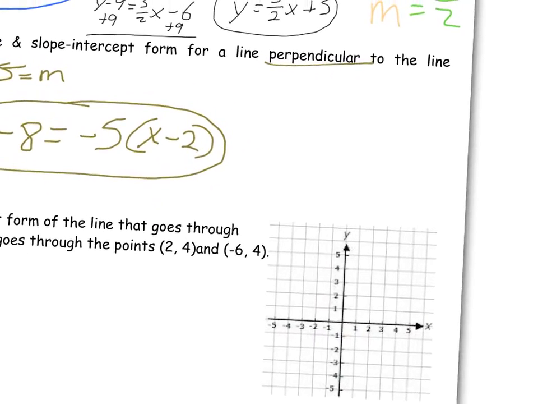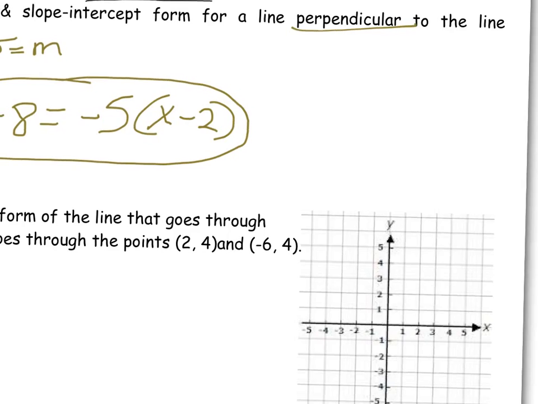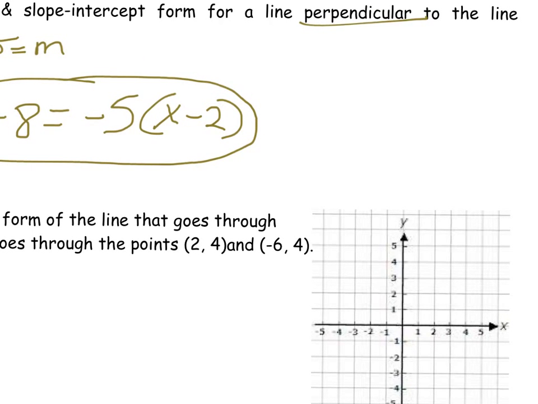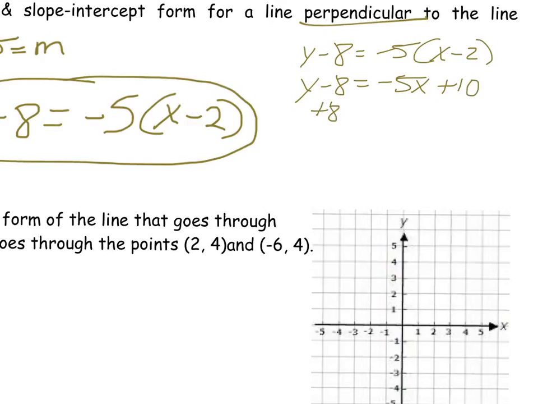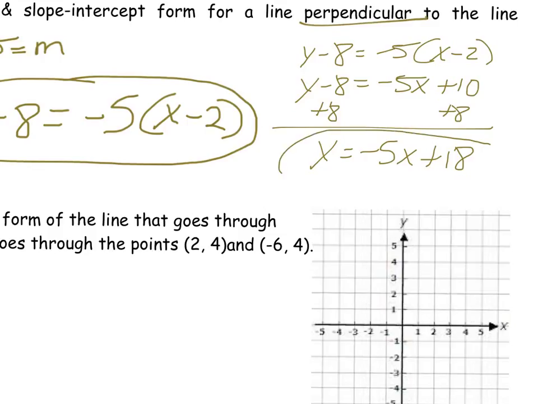So let's go ahead and write it over here. Again, it was y minus 8 equals -5 times x minus 2. Distribute that -5: -5x plus 10. Add 8 to both sides, and I get y equals -5x plus 18. That is in slope-intercept form.